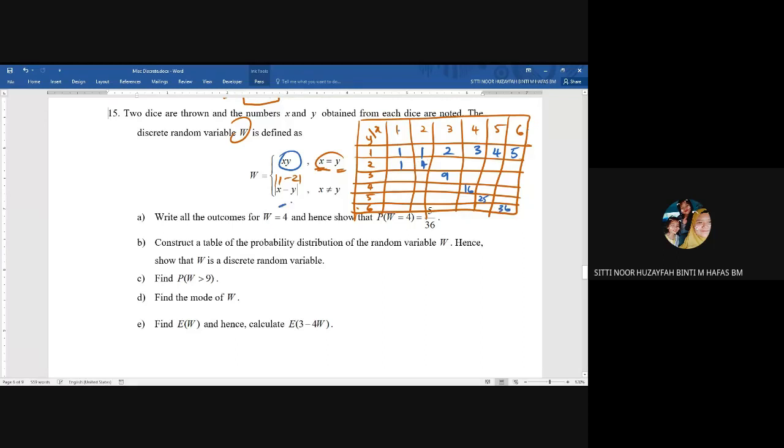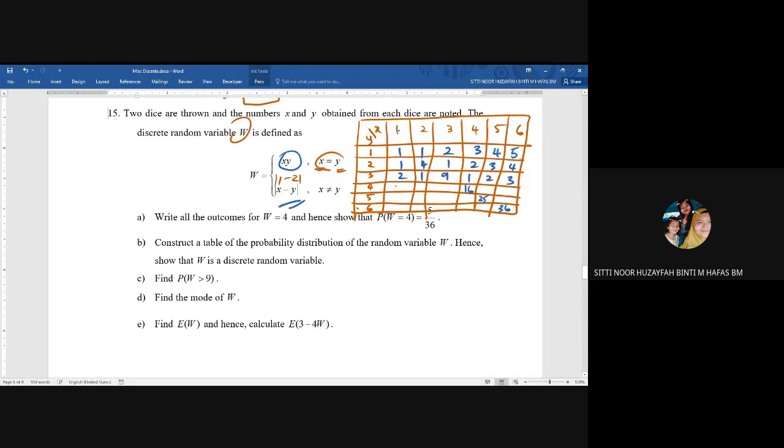So other than that, we use the second function, right? So you just subtract the smaller from the bigger one. It's easier because we will take the absolute anyway. So 3 minus 2 is 1, 4 minus 2 is 2, 5 minus 2 is 3, 6 minus 2 is 4. And for this one, 3 minus 1 is 2, 3 minus 2 is 1, 4 minus 3 is 1, 5 minus 3 is 2, 6 minus 3 is 3.